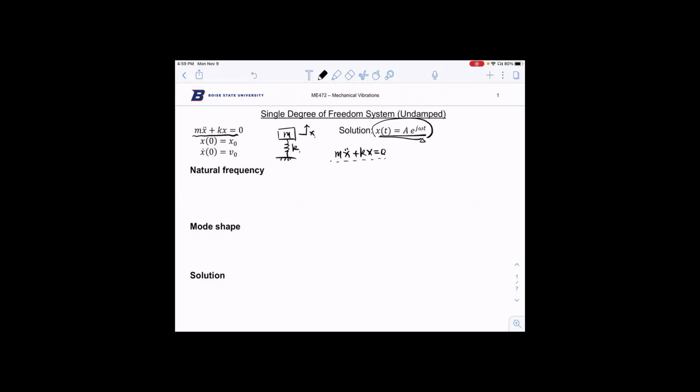So what we do is plug these assumptions back into the ODE. Then you have x double dot equals A e^(jωt), and then we need to multiply it by (jω) squared. So that is minus ω squared A e^(jωt). And then your x is A e^(jωt), and you plug all the coefficients in, plus k A e^(jωt) equal to 0.